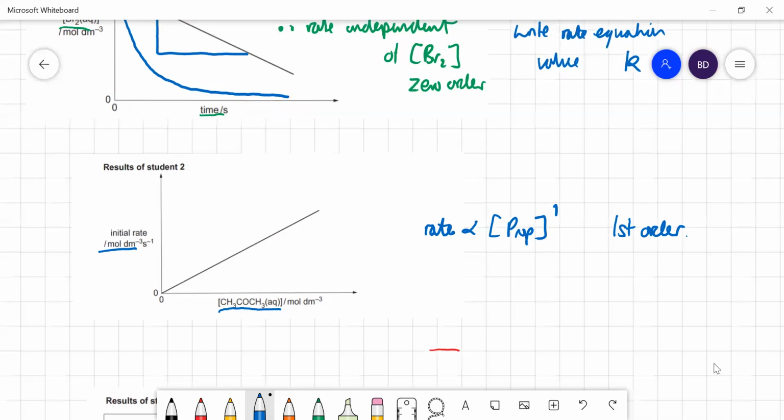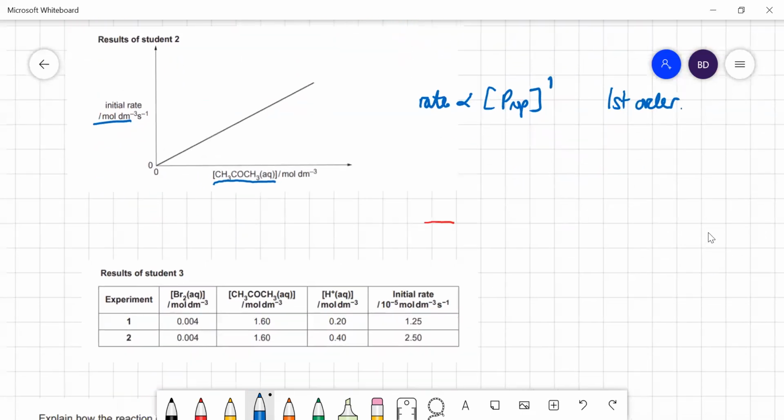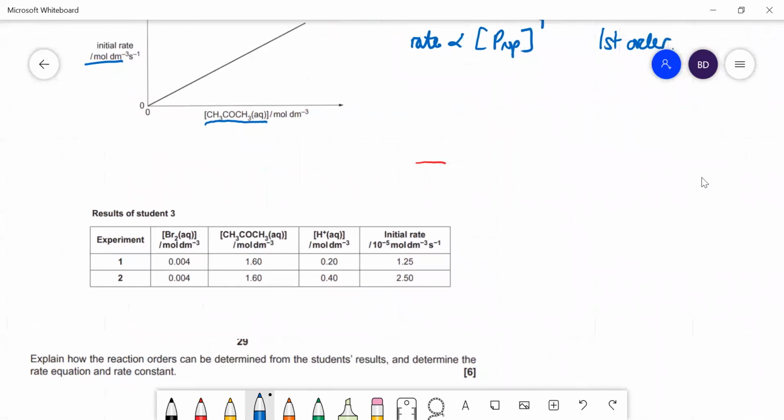The final one now is the hydrogen, which is a catalyst. Okay, so here in these experiments, they're keeping the concentration of bromine and of propanone the same in experiment 1 and 2. But here you can see they have doubled the hydrogen ion concentration from 0.2 to 0.4. And what's happened to the rate? Well, the rate doubles. So that means that the rate is also directly proportional to the hydrogen ion concentration, or if you like, hydrogen to the power of 1. So it's first order with respect to that. Okay, so that's our non-numerical bit of the question.